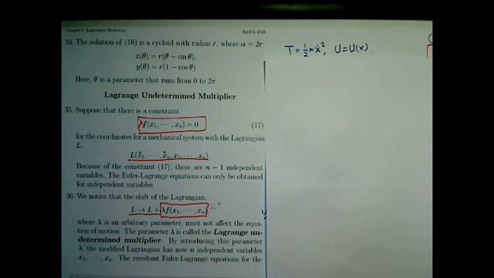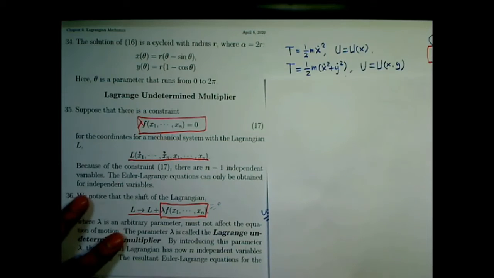But for the time being, we do not assume it is 0. Instead, we just insert this term with a new variable lambda and allow the variation of x1 to xn independently. This method is called the Lagrange's undetermined multiplier method. Let me show you some examples.